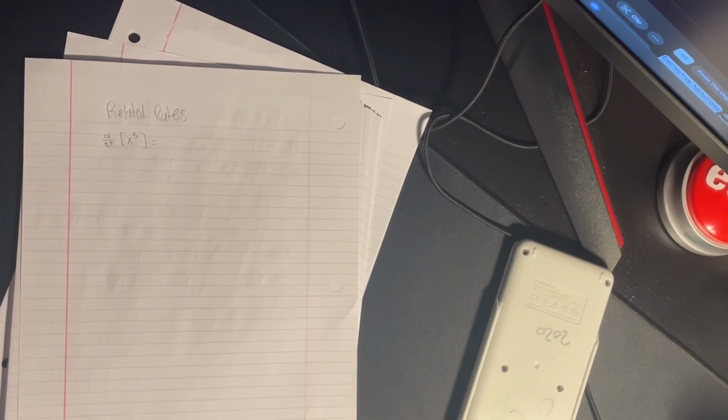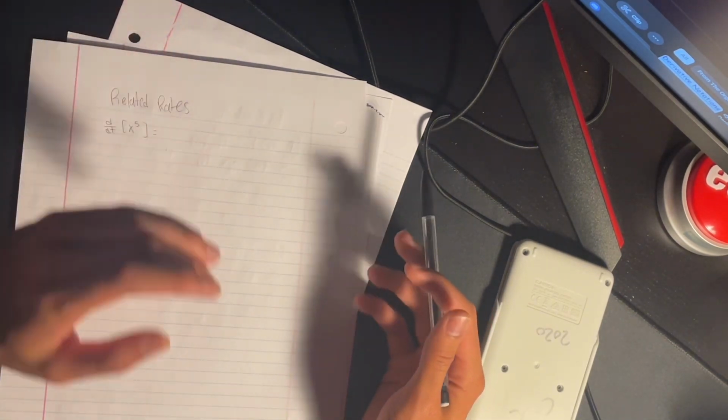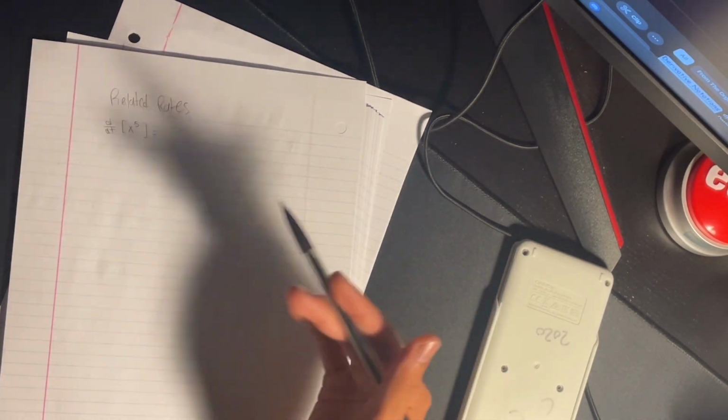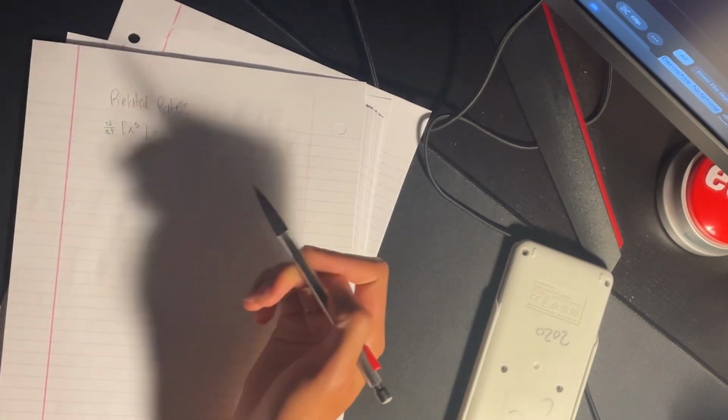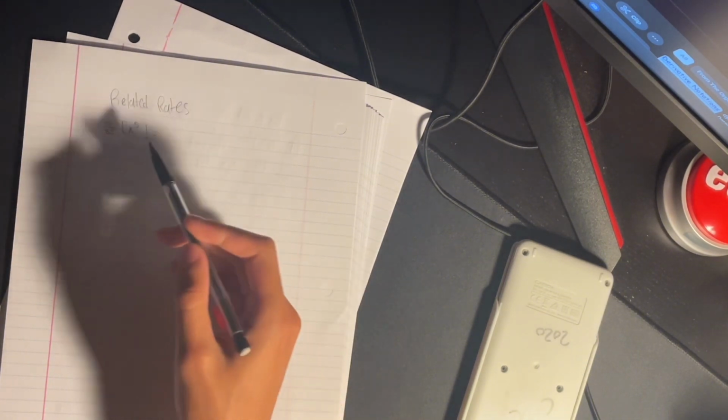Alright, in this video we're going to go over related rates. Now, in order to understand related rates, you need to understand implicit differentiation, because that's basically what we're doing here, except we're doing it in respect to time. Because a rate is how much something changes in respect to time.